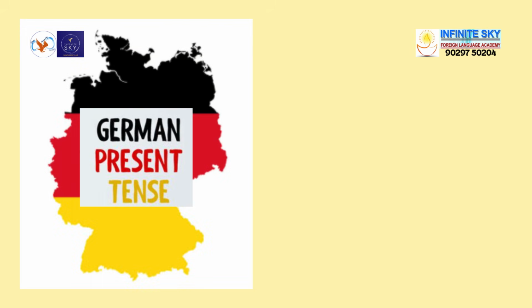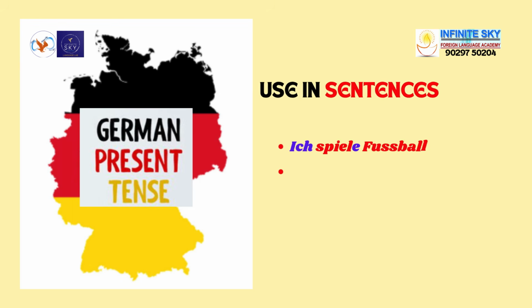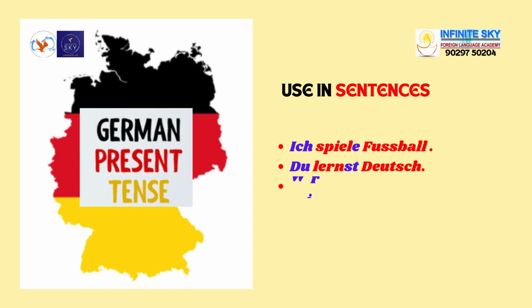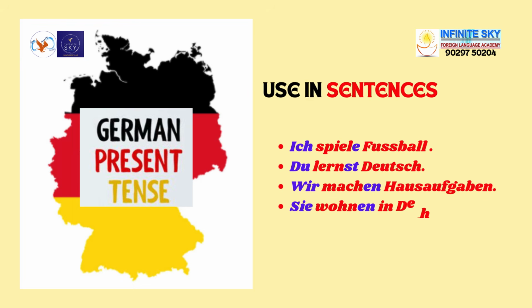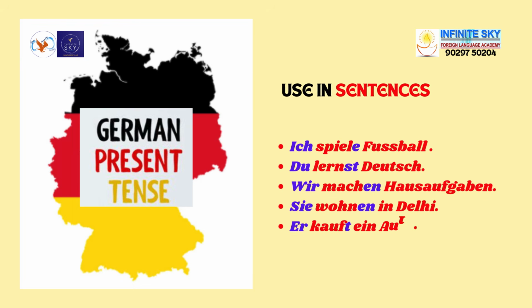Here are some example sentences. Ich spiele Fußball. Du lernst Deutsch. Wir machen Hausaufgaben. Sie wohnen in Delhi. Er kauft ein Auto. Once you know the pattern, you can conjugate hundreds of verbs instantly.